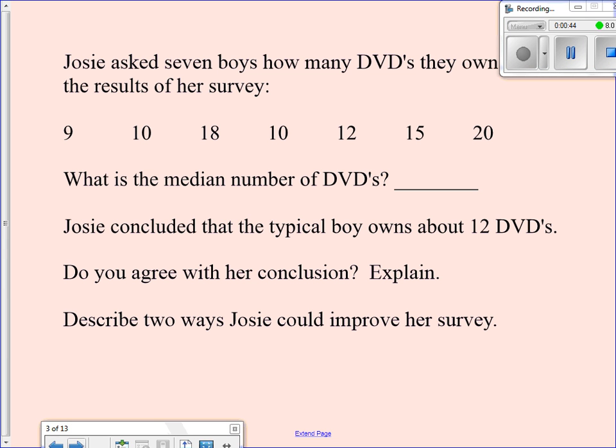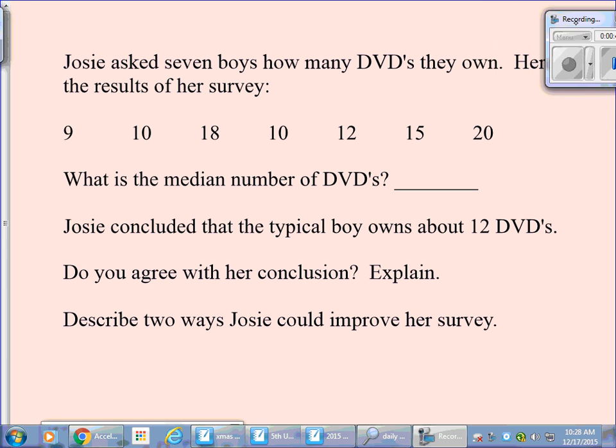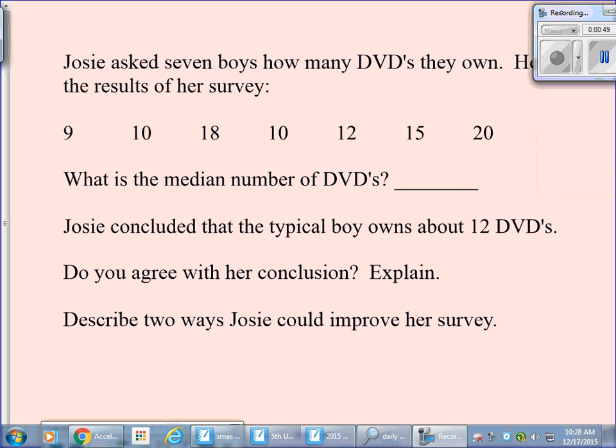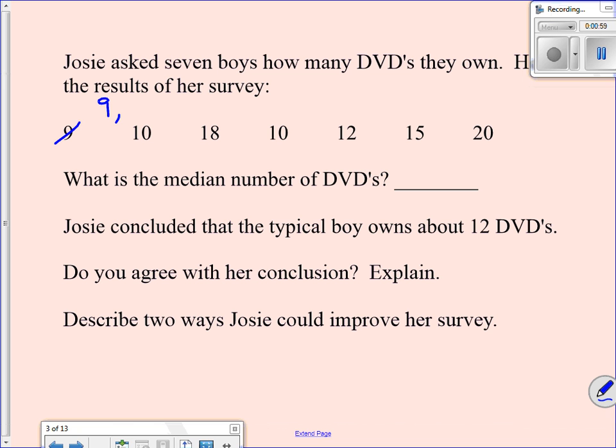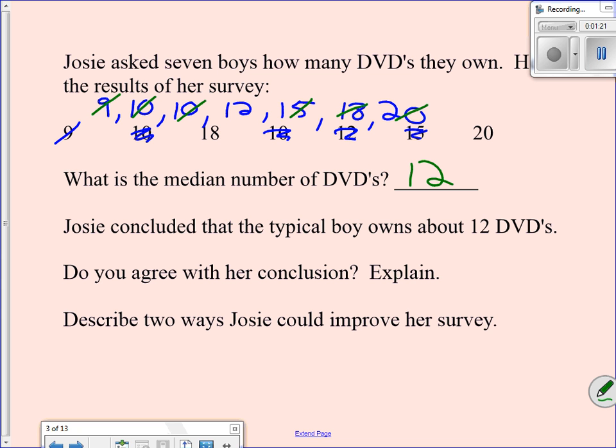Keep going here. Josie asked 7 boys how many DVDs they own. Here are the results of her survey. What is the median number? Well, when we're finding median, the middle number, we have to put these in order from smallest to largest. 9 is my smallest. Then I have a 10. Then I have a 10. A 12. 15. 18. And I have a 20. Finding the middle value, 12 is my median, the number right in the middle.